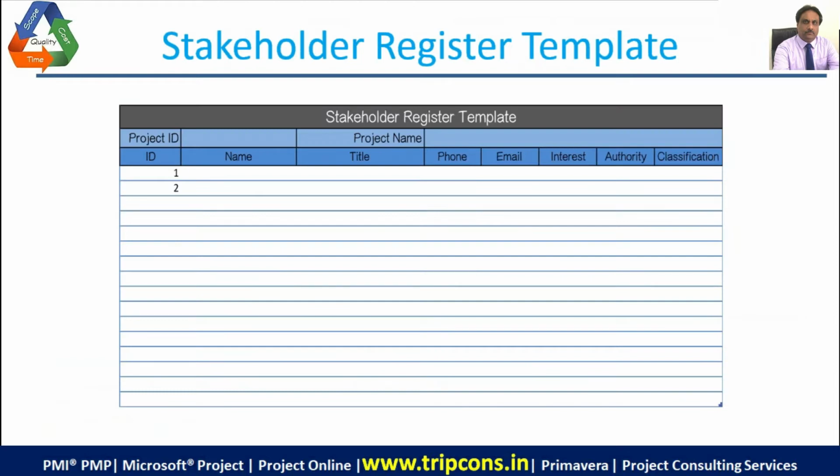This is what a stakeholder register template looks like. We start with name, title, phone, email. Then we have interest, authority, and classification.